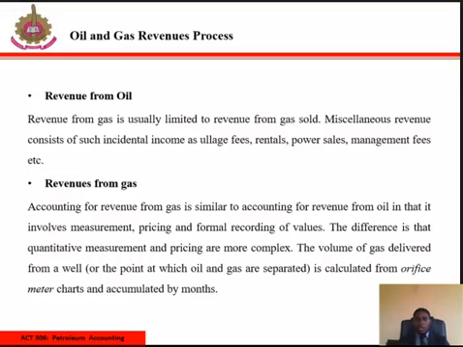Now, number 2, maintain oil and gas revenue record for each property. Number 3, maintain records related to properties for purpose of regulatory compliance and production taxes. Number 4, we have compute production taxes.